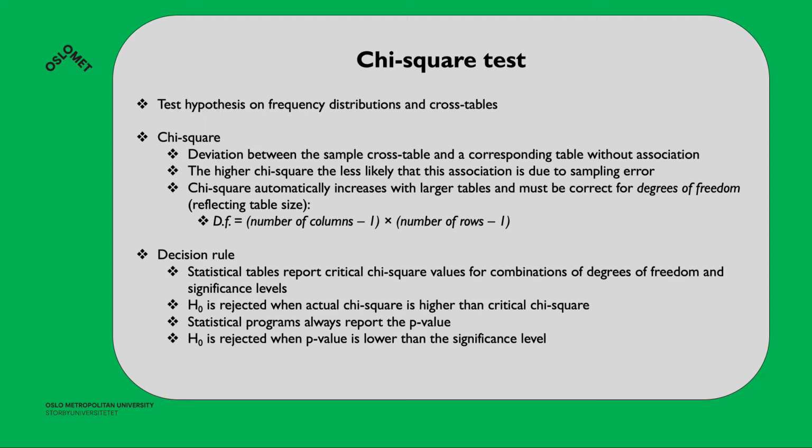And you calculate the degrees of freedom by taking the number of columns minus 1 multiplied by the number of rows minus 1. Then you get the degrees of freedom. And the decision rule is: statistical tables report critical chi-square values for the combination of degrees of freedom and significance levels. The null hypothesis is rejected when the actual chi-square is higher than the critical chi-square. And the statistical programs always report the p-value, and that's based on the critical chi-square value. And we reject the null hypothesis when the p-value is lower than the significance level. So we can be 95% sure or more that H0 is not true.